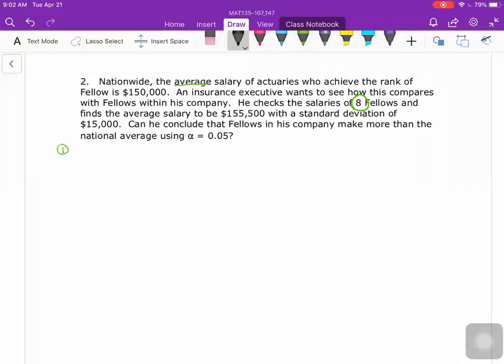The first step, we identify the null and alternative hypotheses. And those are both statements about mu. The null value is going to be the nationwide average, which is $150,000. And the claim is that the fellows at this executive's company make more than the national average. So we're going to claim that the mean is greater than $150,000. Step 2, state your level of significance. Alpha equals 0.05.